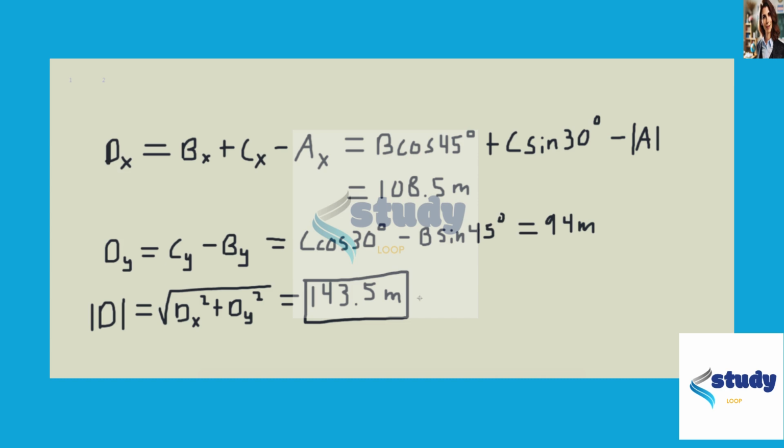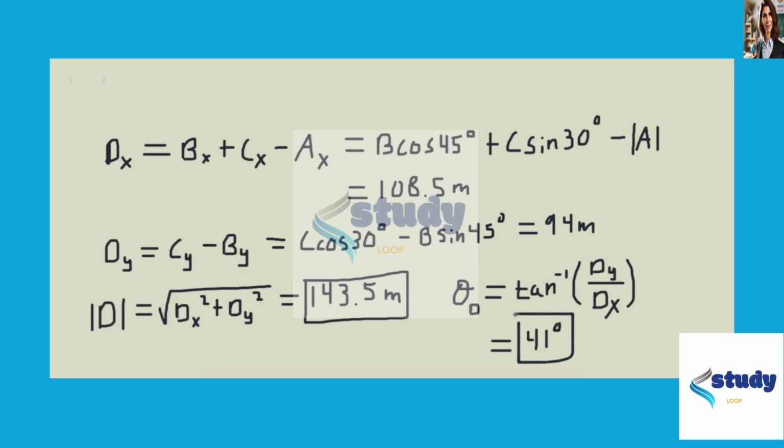Next, we want to find direction. So the direction, we're going to call this angle theta sub D, is going to be equal to the inverse tangent of D of y over D of x. And that's because from trigonometric identities, the tangent of the angle is equal to the opposite over the adjacent. And the opposite would be D of y, the adjacent would be D of x. So then to find the angle, we just take the inverse tangent of both sides, and we find that the angle here would be equal to 41 degrees. And we can box that in as our solution to the angle of the vector D.